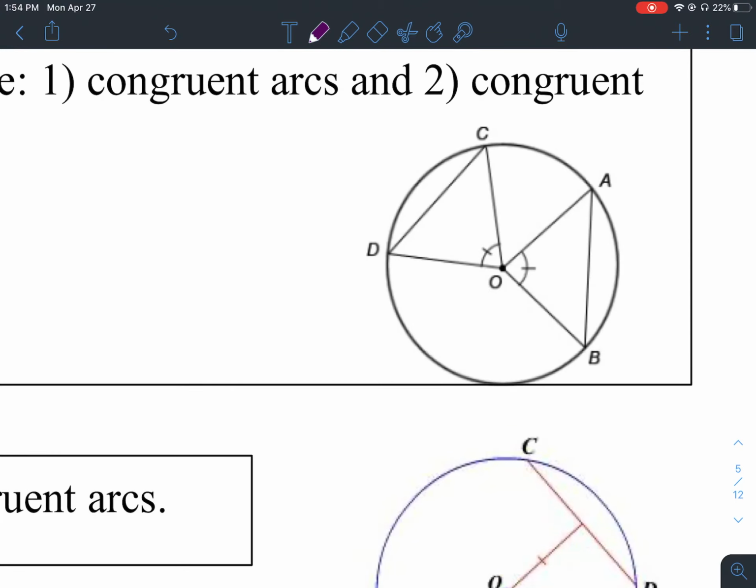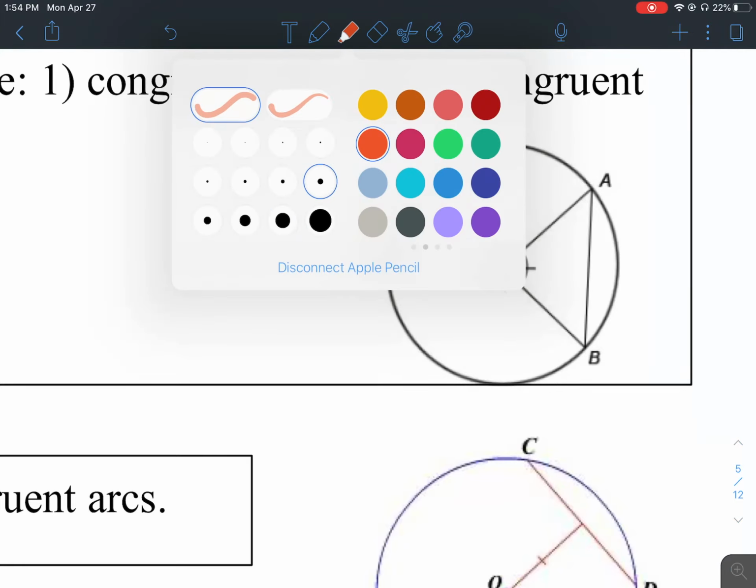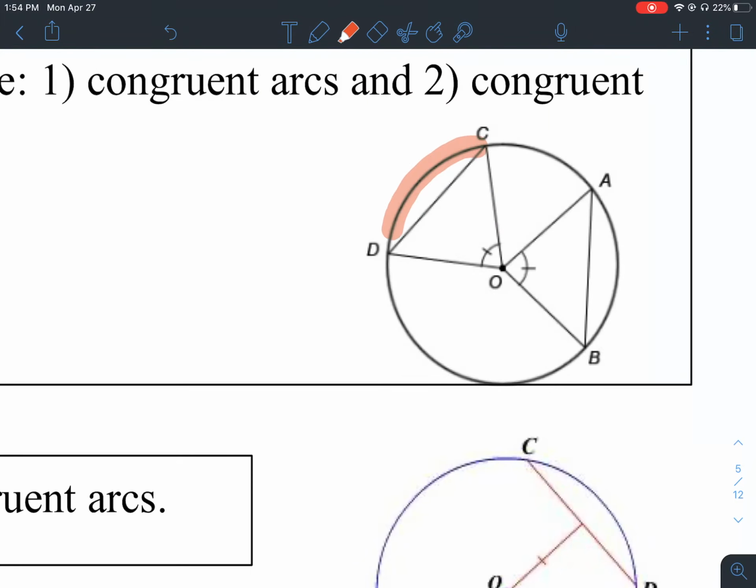If you remember a couple units ago, we talked about arcs and how arcs have two values associated with them. They have an arc measure, which is an angle value or the degree value, and then they have an arc length. No matter which one you're talking about, in our situation here, since my two angles at O are congruent to each other, these two arcs, whether I'm talking about measures or lengths, are going to be congruent to each other as well.